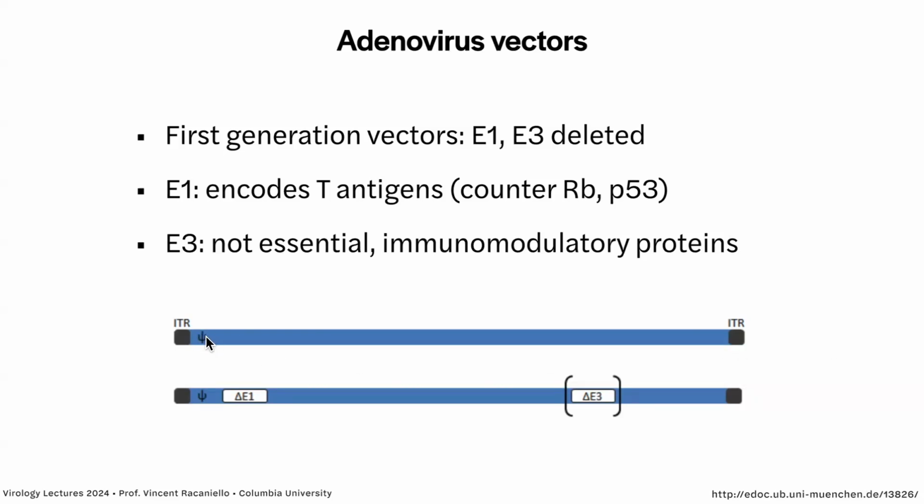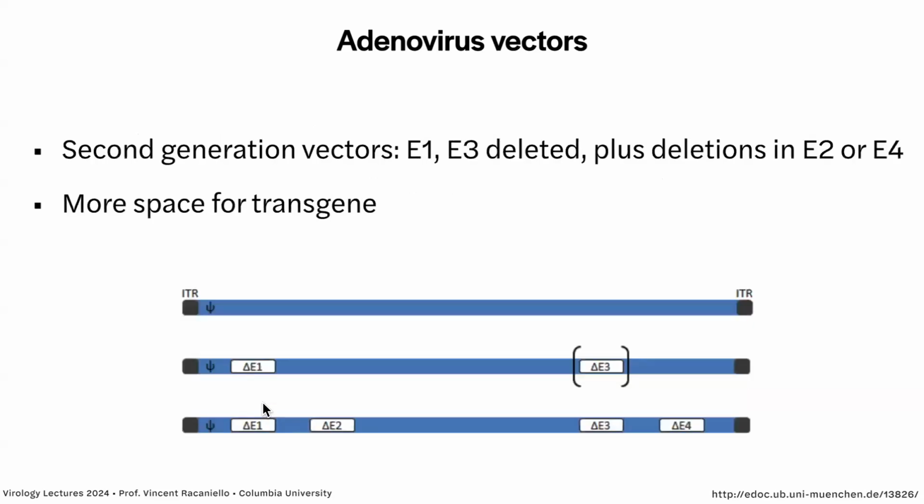This is why I say this lecture taps into everything you learned in this course. If you remember, Psi, packaging sequences, inverted terminal repeats. Okay, so this vector is deleted for E1. E1 encodes T antigens, right? Which are needed to kick the cell into division, but this vector is not going to replicate, so it doesn't matter. And then E3 has immunomodulatory proteins in it. Actually, we will grow this vector in the presence of cells that produce the E1 protein, so it will reproduce to high titers, but when it infects the cell, it's not going to replicate. It's just going to do gene expression.